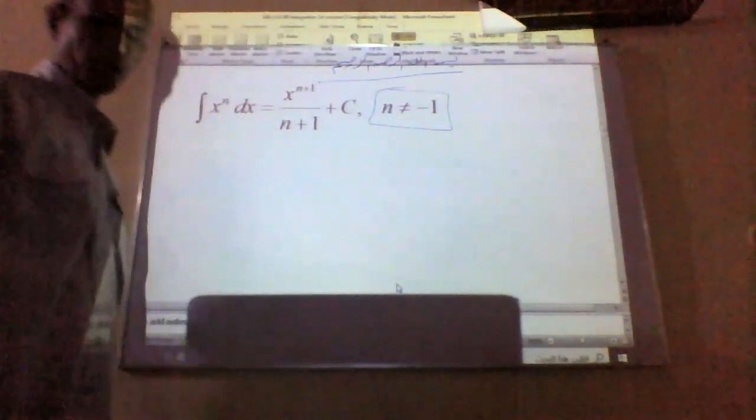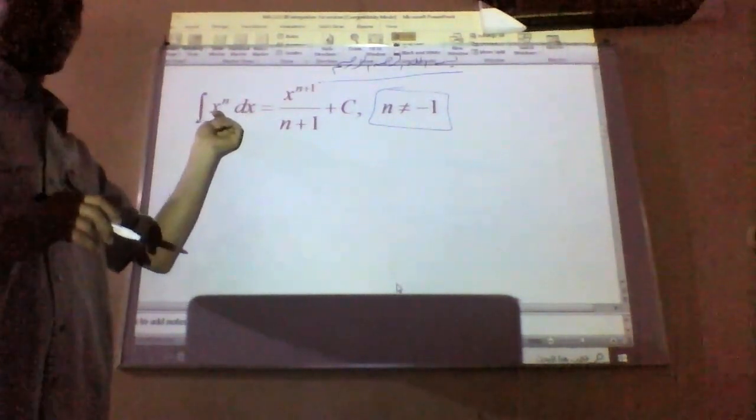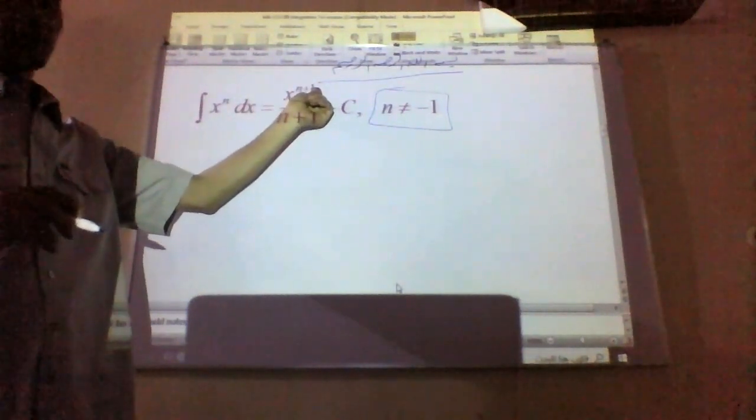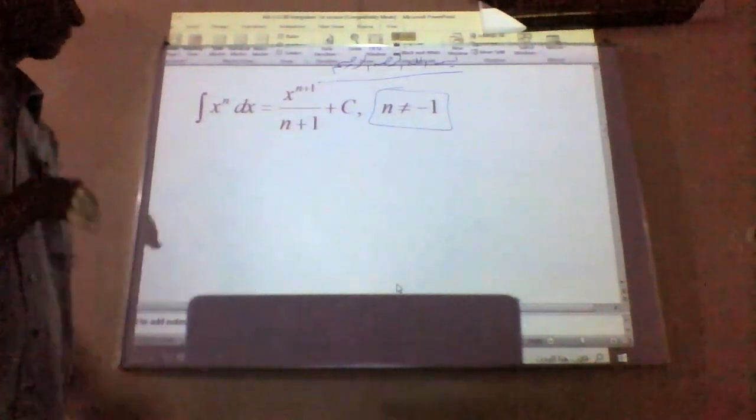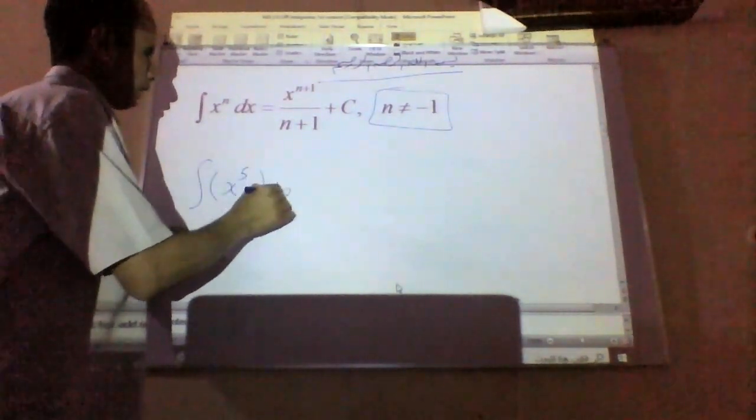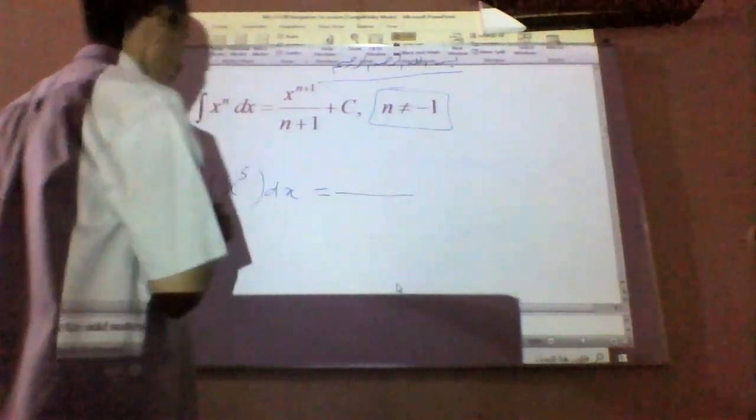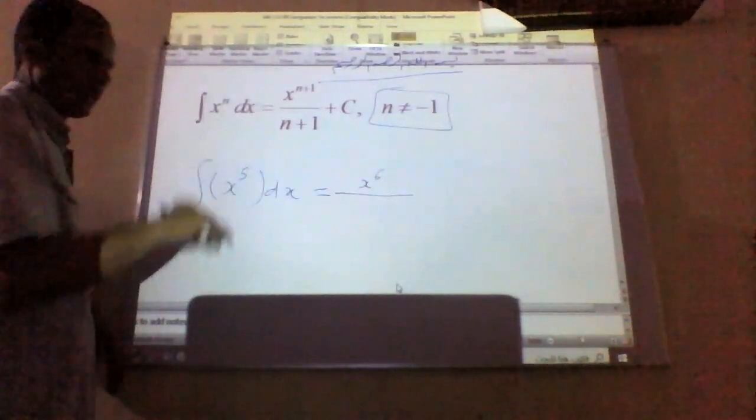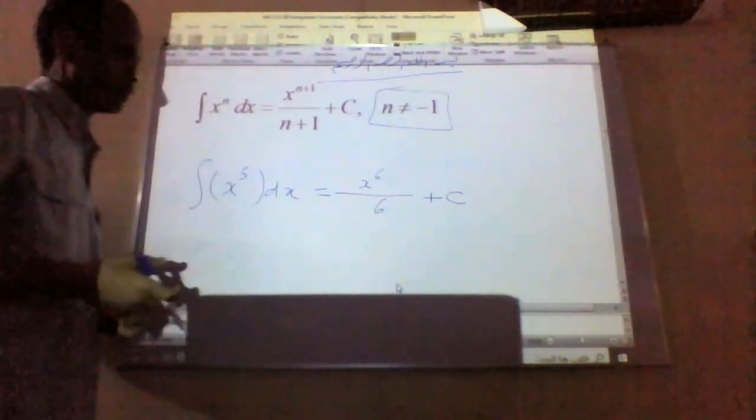So if n is not equal to negative 1, we can use this rule. The integration of x to the power n with respect to x equals x to the power n plus 1. You should add 1 to the power and divide by the new power. For example, if we have x to the power 5, the integration of x to the power 5 with respect to x is x to the power 5 plus 1, which will be 6, divided by the new power, which is 6, and adding a constant c.